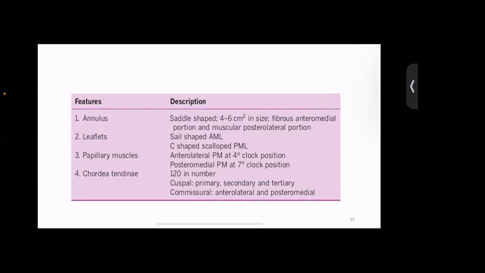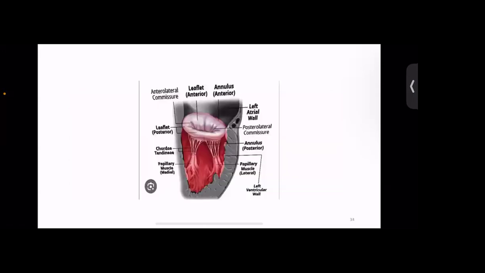posterior mitral leaflet. Now, the papillary muscles anchor the chordae tendineae that anchor the valve, and the papillary muscles are two: the anterolateral papillary muscle located at 4 o'clock position, and the posteromedial papillary muscle at 7 o'clock position. Now, the chordae tendineae are about 120 in number, and then they are cuspal. We have the primary, secondary, and tertiary. Then for the commissures on the leaflet, we have the anterolateral and posteromedial commissures.